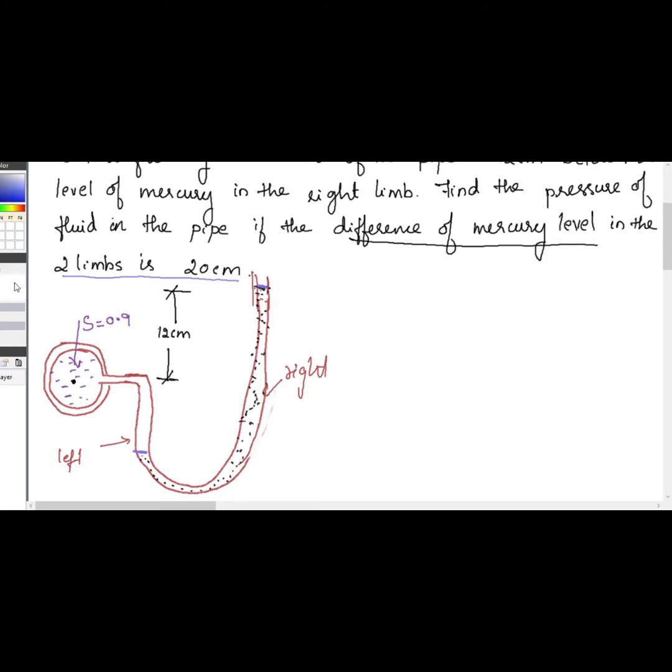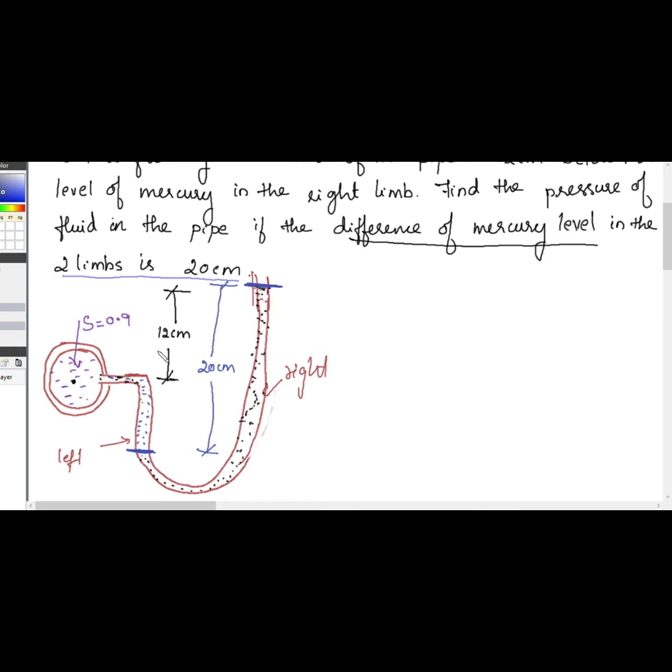And here we have the liquid with a specific gravity 0.9. It is given that the difference in mercury level between the two limbs is 20 centimeters. This is the level of mercury in the left limb, and this is the level of mercury in the right limb. This difference is 20 centimeter. This is what is given in the problem.